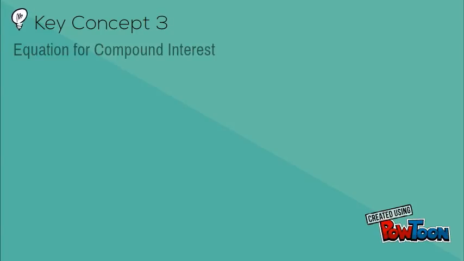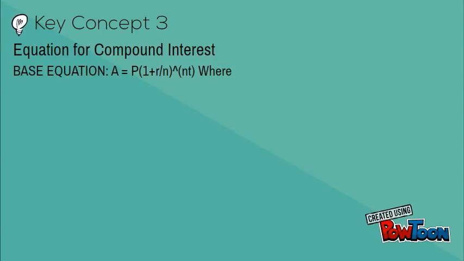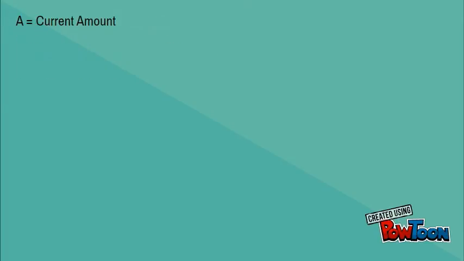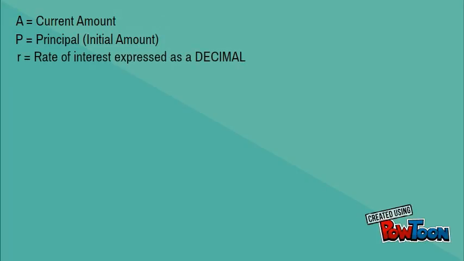Key concept number 3. Equation for compound interest. Base equation. A equals p times the sum of 1 and r divided by n to the nt power, where a equals the current amount, p is the principal or initial amount, r is the rate of interest expressed as a decimal, n is the number of times compounded each year, and t is time.